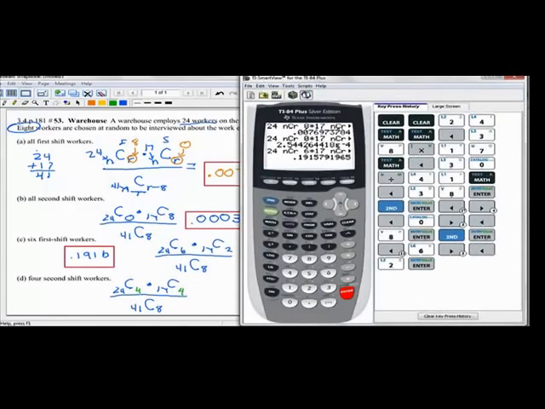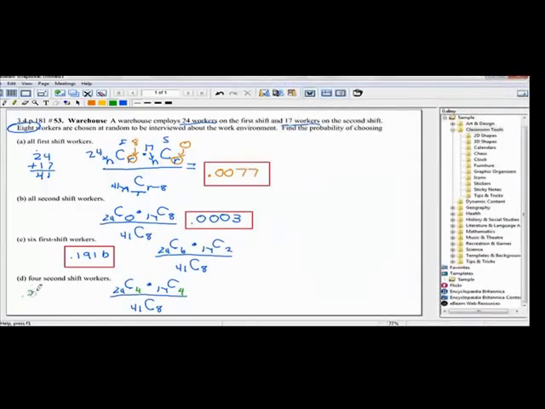Then we'll go back to our calculator, type second enter again, and just change that. 41 choose 8 is going to stay exactly the same. We've got 41 total choosing 8. So we're going to choose 4 from the first shift, the 24, and then 4 from the 17, and that'll give us 0.26468. To round that correctly, it's 0.2646, and after that is going to be an 8. So that's going to give us 0.2647, rounded correctly.